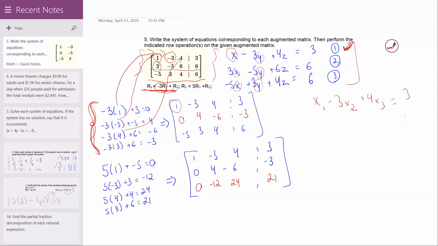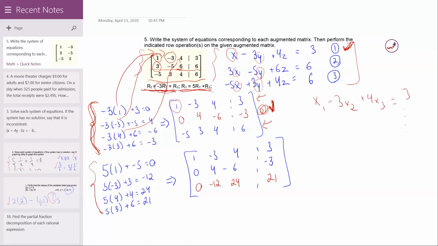So -3 times 4 plus 6 equals -6. So this is the new one. This first row stays the same. The third row stays the same. The only one that changes is this middle row. And then it asks us to do this one, 5 row 1 plus row 3 replace row 3.